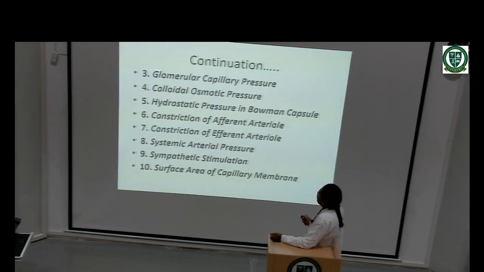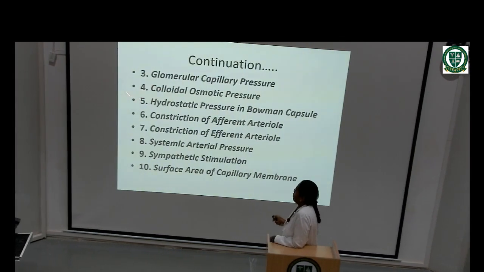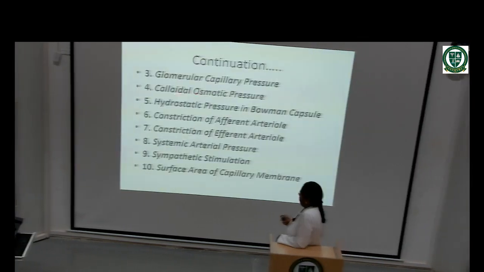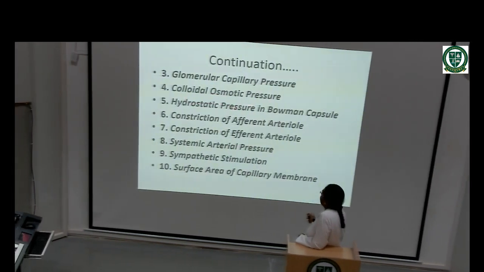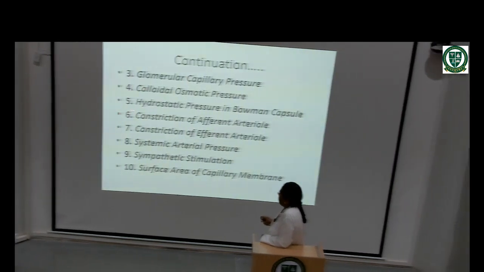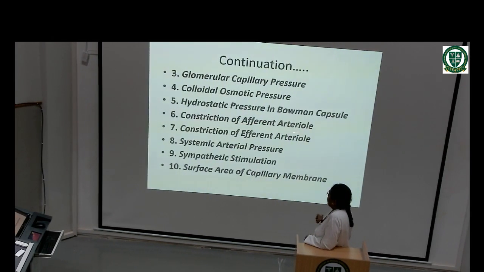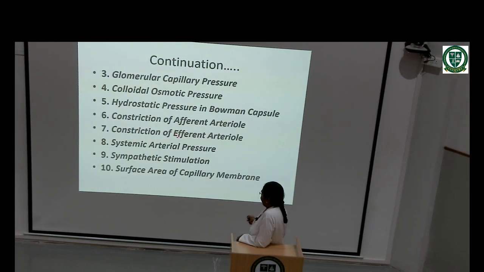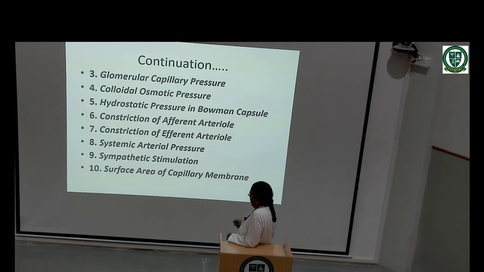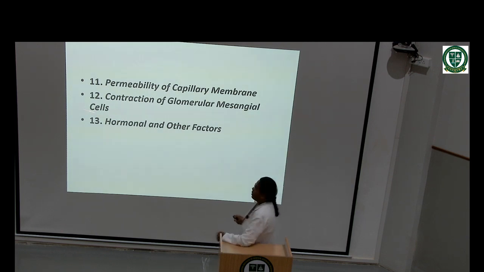Third one is glomerular capillary pressure. Fourth, colloidal osmotic pressure. Fifth one is the hydrostatic pressure in Bowman's capsule. Sixth, constriction of afferent arteriole. Seventh, constriction of efferent arteriole. Eighth one, systemic arterial pressure. Ninth is sympathetic stimulation. 10th is surface area of capillary membrane. 11th is permeability of capillary membrane. 12th, contraction of glomerular mesangial cells. 13th, hormones and other factors.